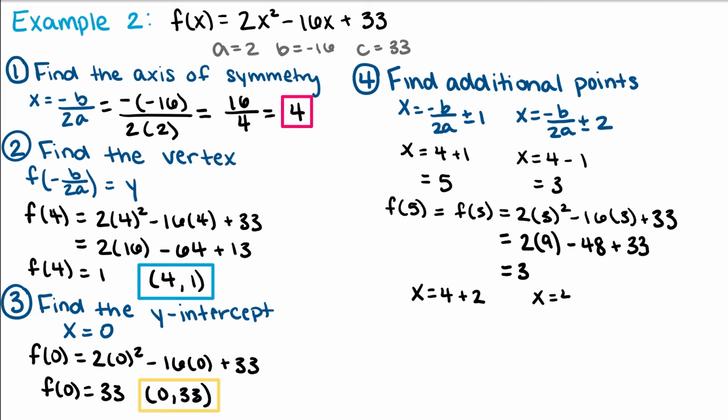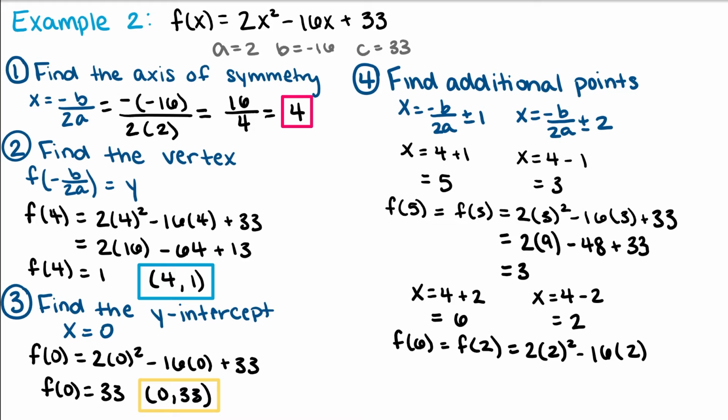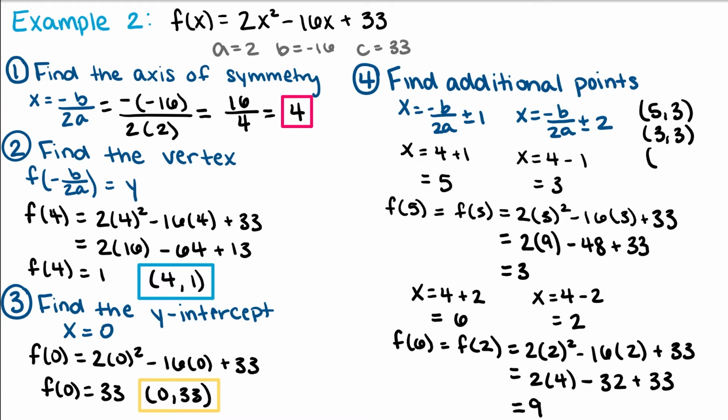Now let's do the same for 2 units right and left of our x value, which is 6 and 2. So we'll plug in f of 2 and get 9. Our additional points are (5, 3), (3, 3), (6, 9), and (2, 9).